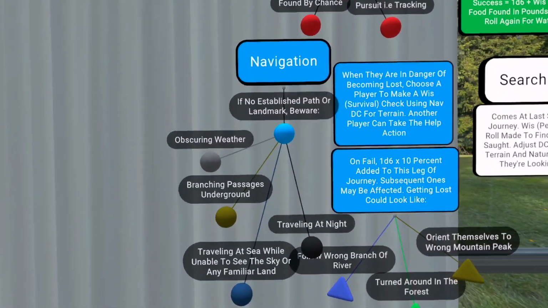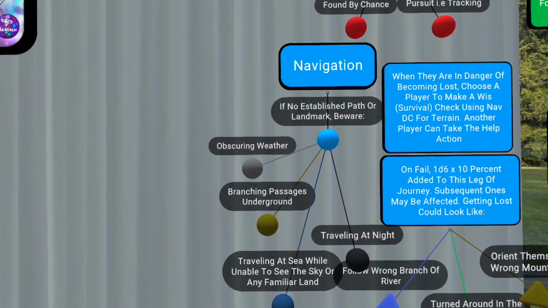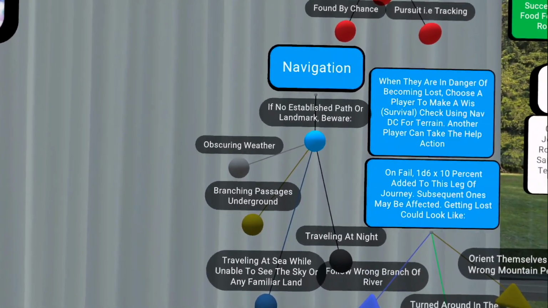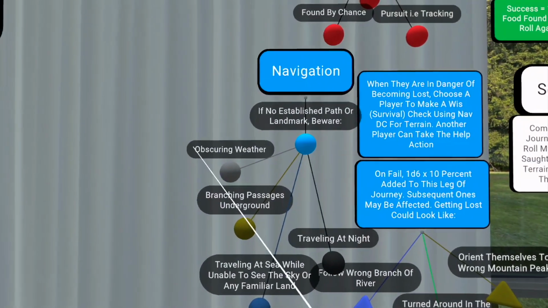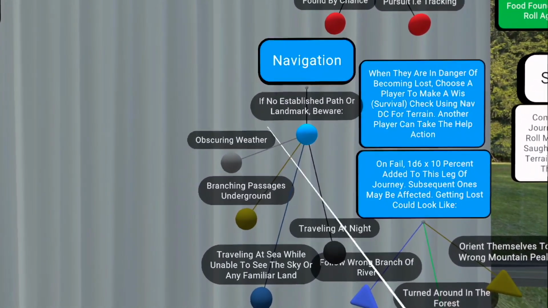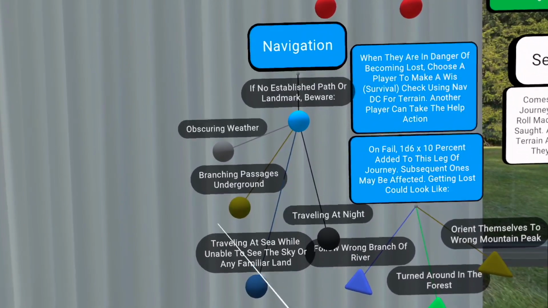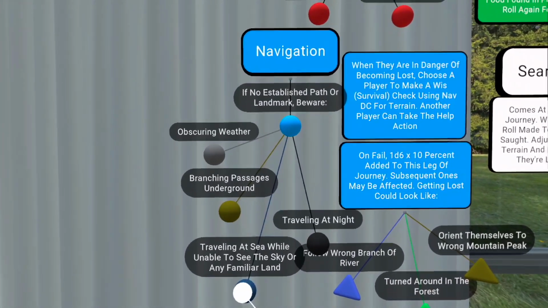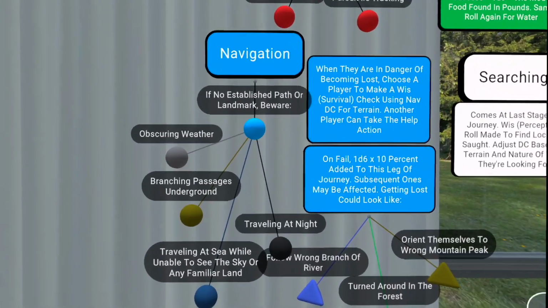Navigation. This is making sure you don't get lost. I'm giving you some information here for the different environmental factors that might cause you to get lost. If you have no established path or landmark, you have to beware of these different factors. If you move off the beaten trail, watch out for obscuring weather, branching passages underground, and travelling at sea while unable to see the sky or any familiar land. So these can all cause you to become lost.